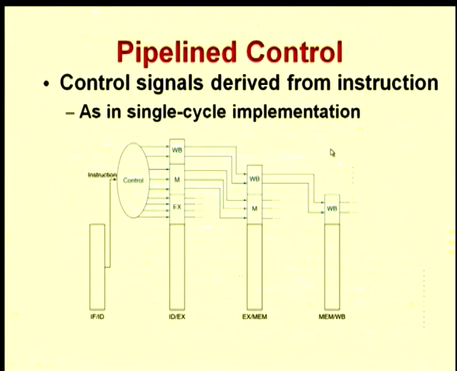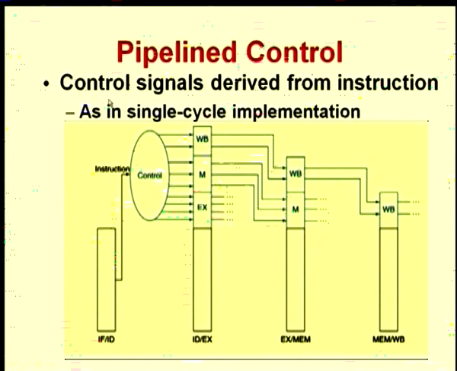Now, the next thing we need to look at is, how do I get the control signals for a pipeline design? If you look at this, control signals are derived from the instruction just as in the case of a single cycle implementation. Now, look at what happens in a single cycle implementation. The moment I get the instruction after it's been fetched, from the instruction by looking at the opcode and the various register information that is there, you can generate all the control signals, right.